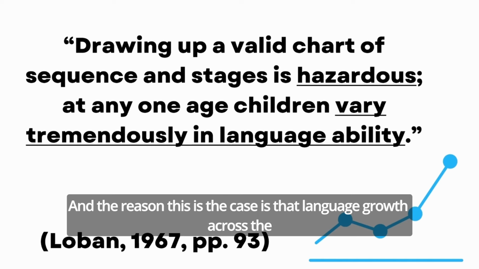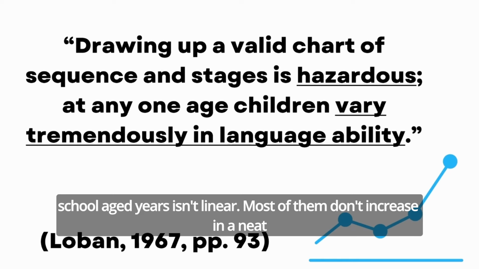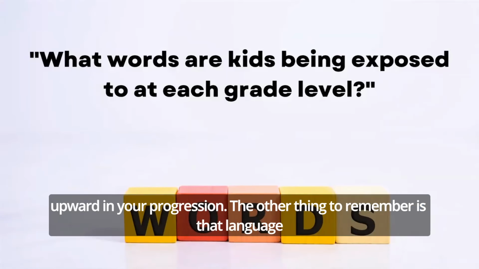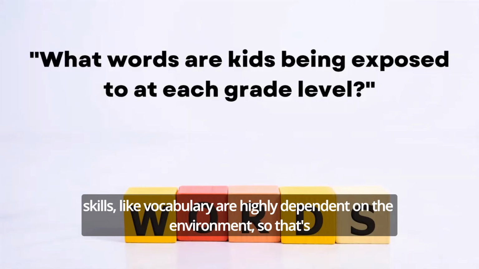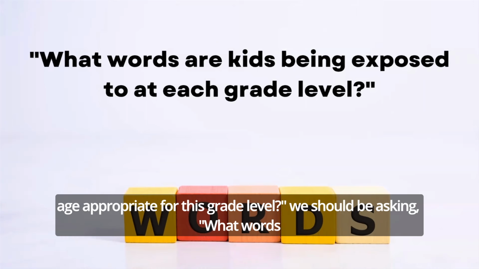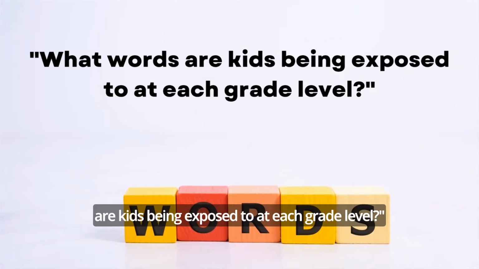And the reason this is the case is that language growth across the school age years isn't linear. Most of them don't increase in a neat upward linear progression. The other thing to remember is that language skills, like vocabulary, are highly dependent on the environment. So that's why instead of asking the question, what words and language skills are age appropriate for this grade level, we should be asking, what words are kids being exposed to at each grade level?